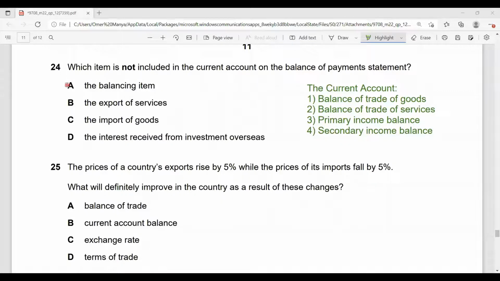Answer to this question is A, and let me explain why. All other options are included in the current account. The export of services will be included in the balance of trade of services. The import of goods will be included in section 1, the balance of trade of goods. The interest received from investment overseas will be included in the primary income balance. The balancing item is not included in the current account.